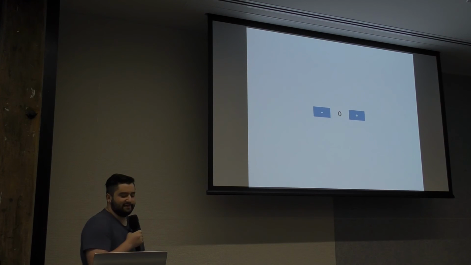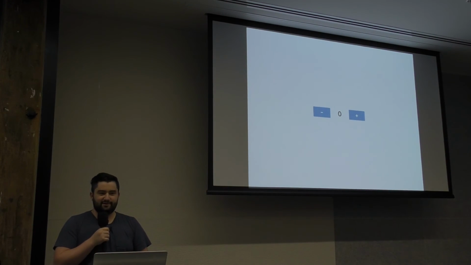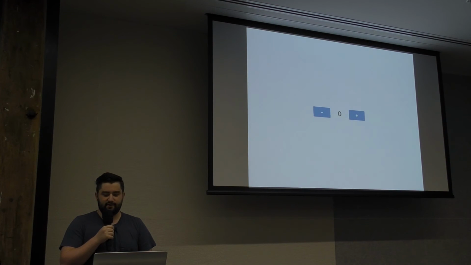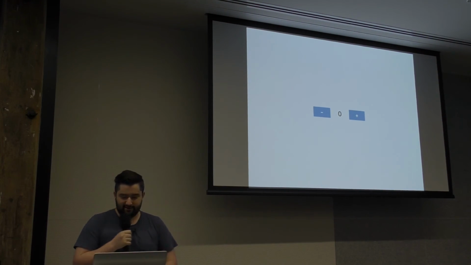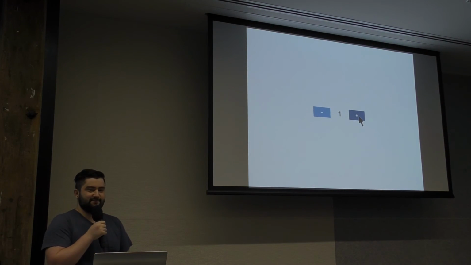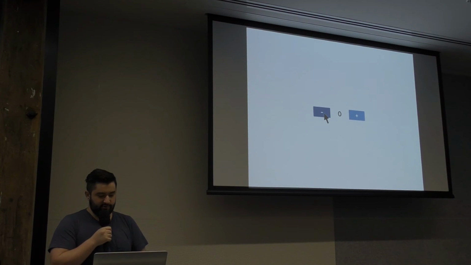Let's imagine an app. Our app is pretty simple. Just a counter with buttons for incrementing and decrementing that number. Exciting stuff. This is what they pay me the big bucks for. When you click on the button, the count increases by 1. When you click the other button, it decreases by 1.